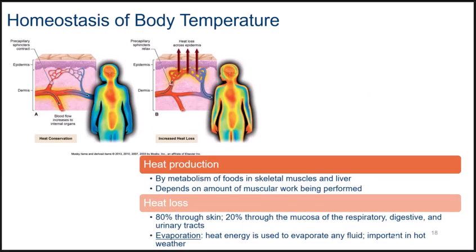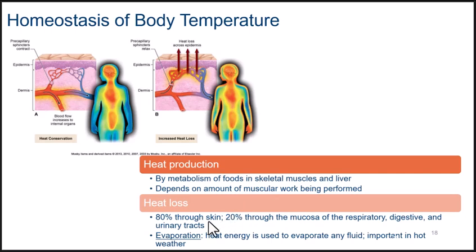Our body has the ability to maintain homeostasis of body temperature by either conserving heat or increasing heat loss. And the body must constantly work to balance heat production and heat loss in order to keep us well. Heat is produced by one means, and that's the metabolism of foods. And our skeletal muscles and liver are examples of very active organs that undergo metabolism and produce heat. And this can increase these metabolic processes and the production of heat depending on how hard, for example, your muscles are working.